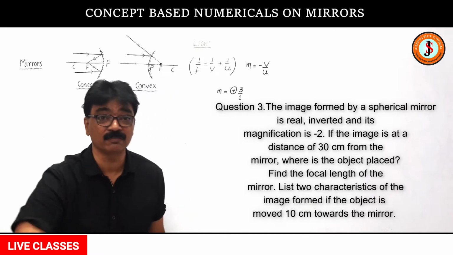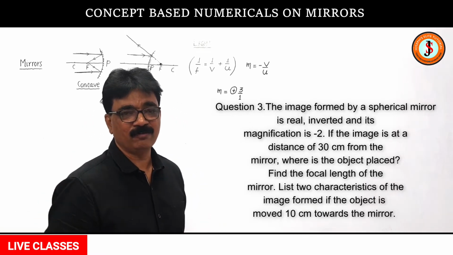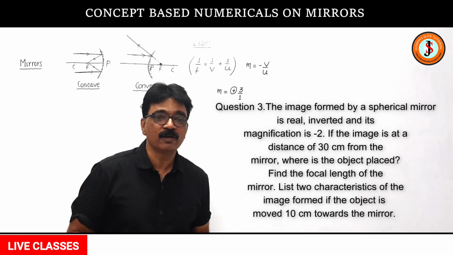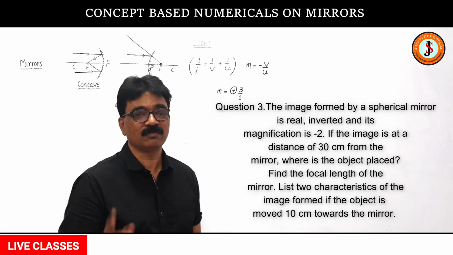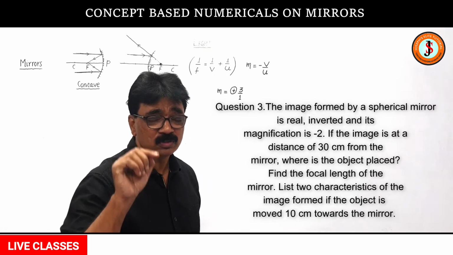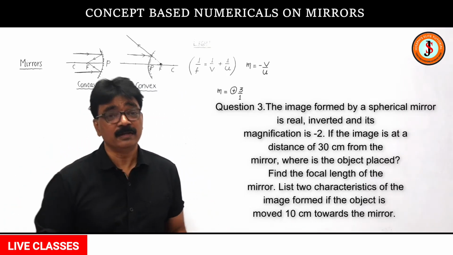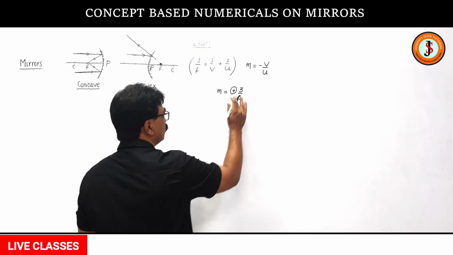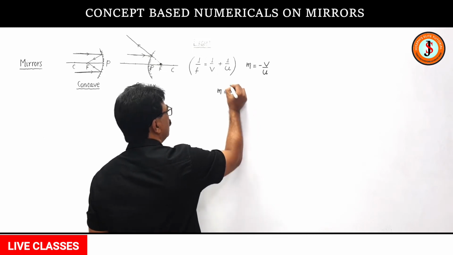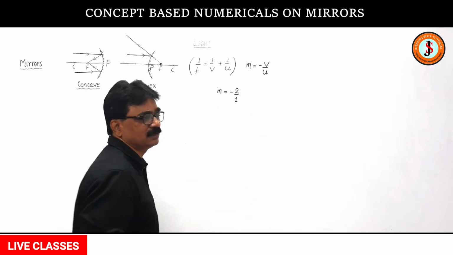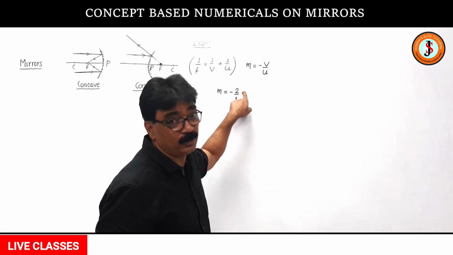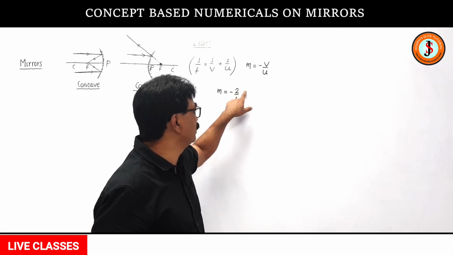If they had not even given real and inverted, just the magnification -2, still -2 by 1 means what? First, the negative sign means the image is inverted and real, and second, 2 by 1 means the numerator is greater than the denominator, so the image is magnified. Even if they had not mentioned anything else, just given magnification -2, that means the image is magnified, not diminished, because the numerator value is greater.